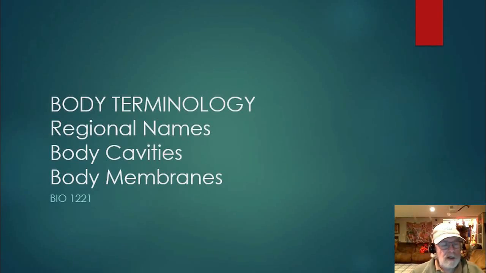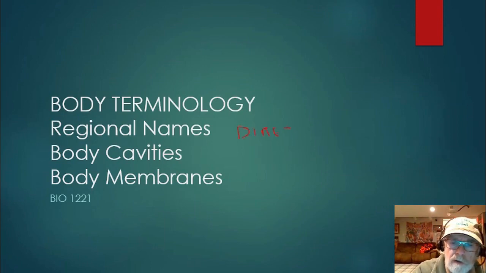We're back, and this is part four of the introduction to anatomy and physiology. In this presentation, we're going to cover a couple of special things: various terms that will be coming up through the rest of the semester, terms you really have to know. So basically, we want to get into a lot of body terminology. We're going to be talking about regional names, and I also want to add in something else.